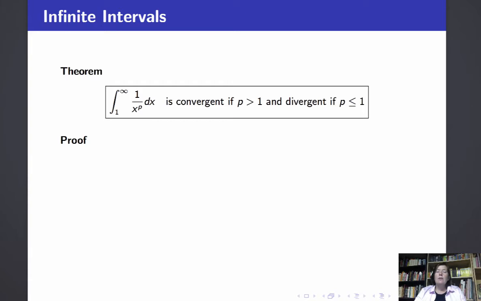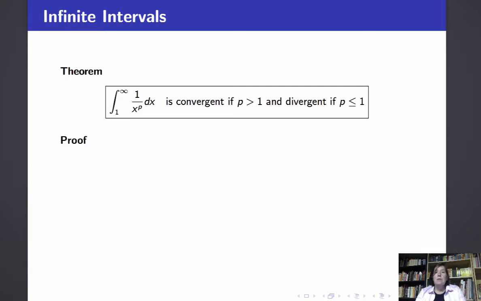The integral from 1 to infinity of 1 over x to the p dx is convergent if p is bigger than 1, for example, our x cubed that we looked at before, and it's divergent if p is less than or equal to 1. For example, we looked at p equals 1 before, and it's also true that the integral from 1 to infinity of 1 over the square root of x is going to diverge. Well, the proof is not very difficult.